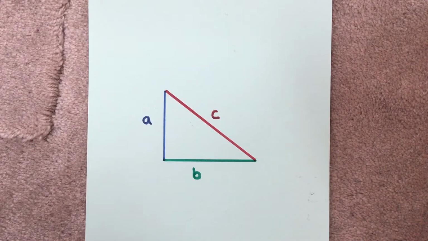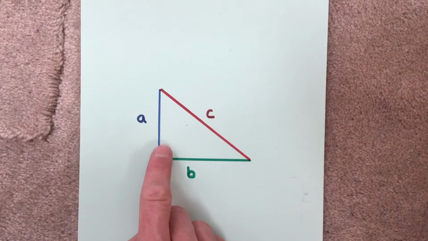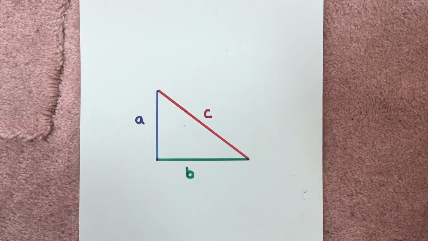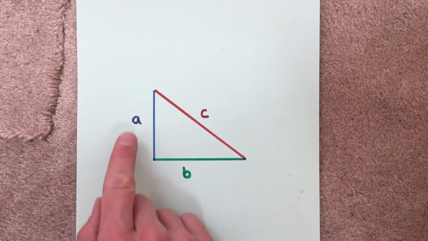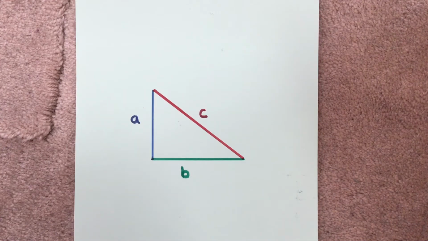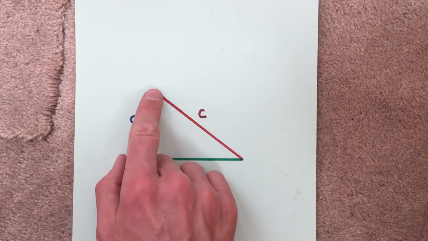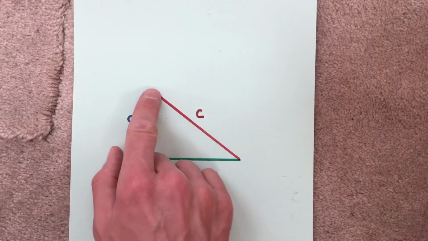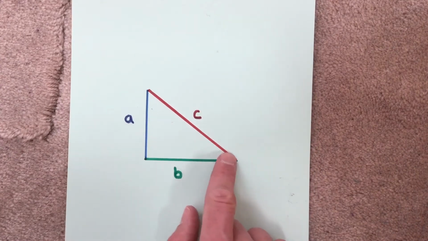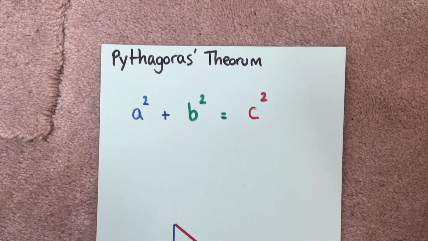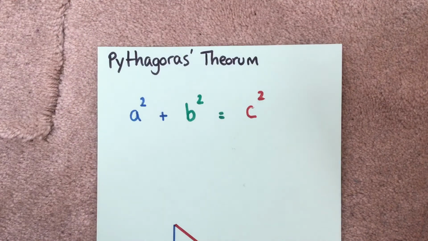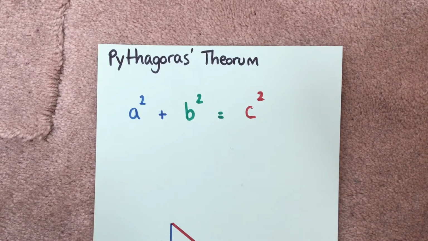And Pythagoras said this. He said that in any right angle triangle, and you can see my right angle here, if you take A and B and you square A and B, it will equal C, which is this line here. It's always this one. It's called the hypotenuse. It will equal C squared. So this is his formula here. A squared plus B squared equals C squared.